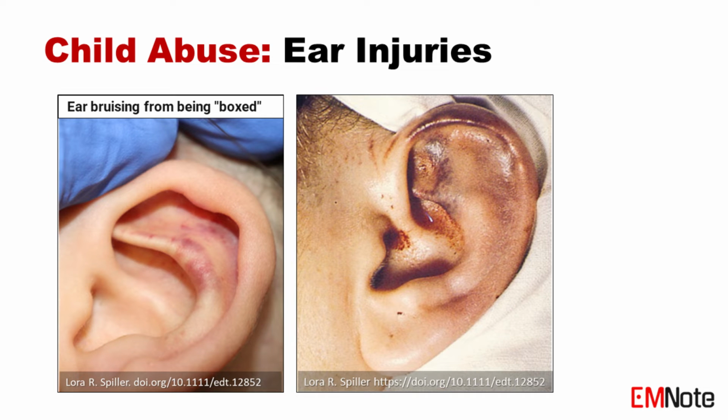Ear injuries such as bruising, bleeding, or ruptured eardrums can occur due to blows or objects inserted into the ear, suggesting potential abuse.